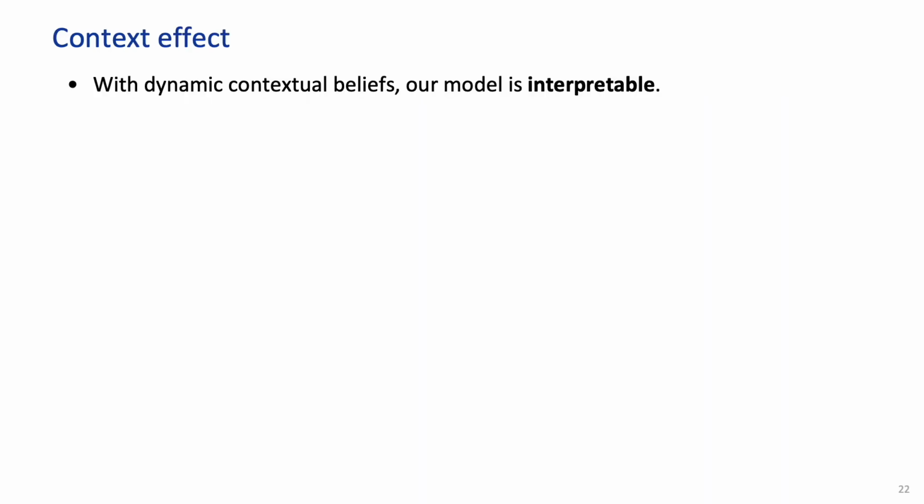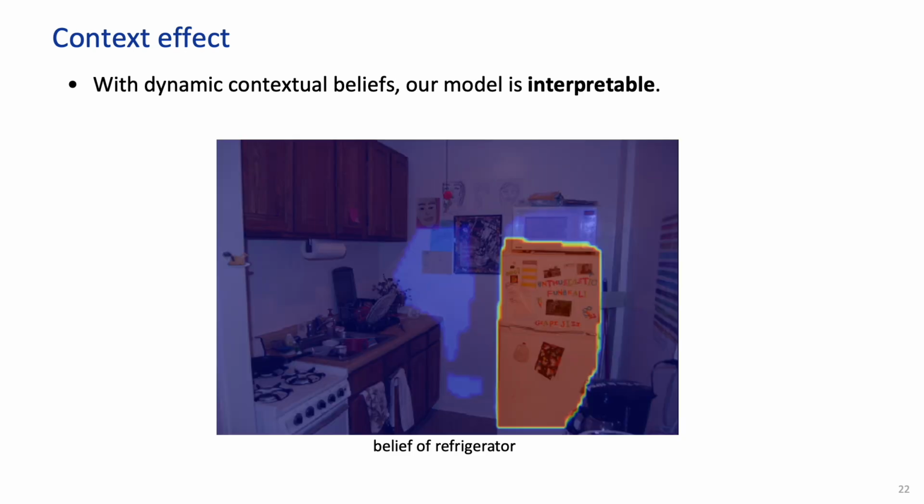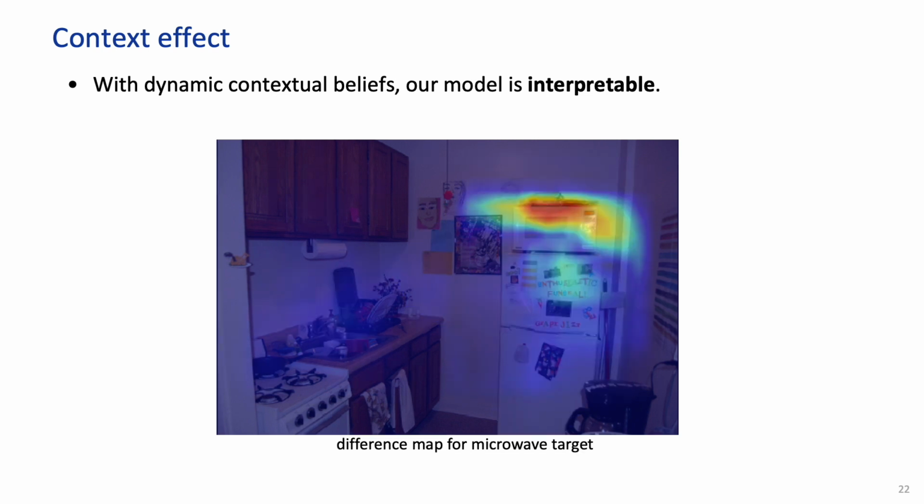We also show that with dynamic contextual belief, our model is highly interpretable. This figure shows the belief map of the refrigerator in the image. By looking at the difference in the action maps with and without that belief map, we can see that people are likely to search at the top of a fridge or microwave because that's where the microwave usually is.